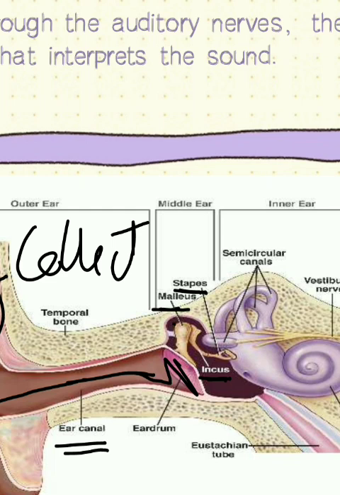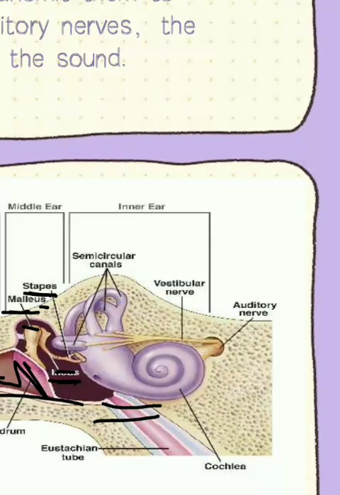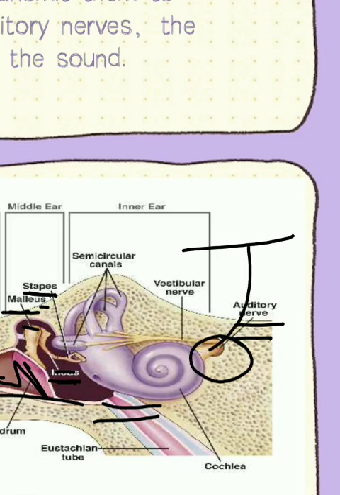After the vibration passes through these three bones, it goes to the cochlea. And this cochlea, which has hair-like cells, transfers it to the auditory nerves, and these auditory nerves transfer it to the brain, and then the brain interprets what that sound was.